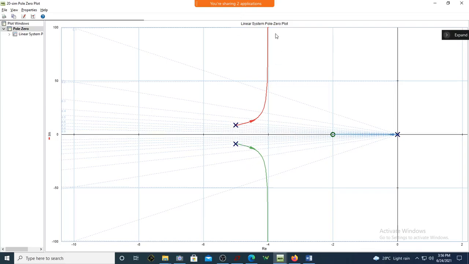Can you see now? The system is absolutely stable. Yes, sir. The asymptote is somewhere around minus 4. That's why it is going like this. So here in this root locus, you will not get the phase margin. It just shows us where it is going, how it is going.